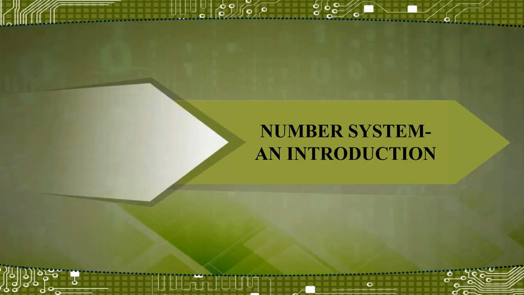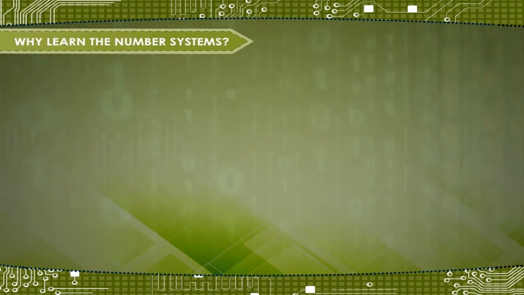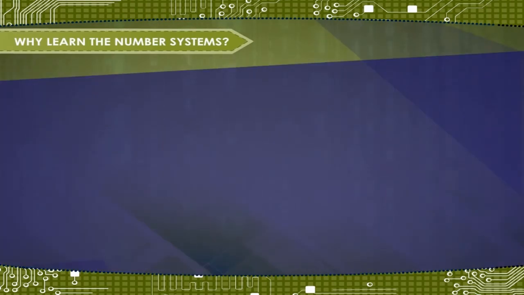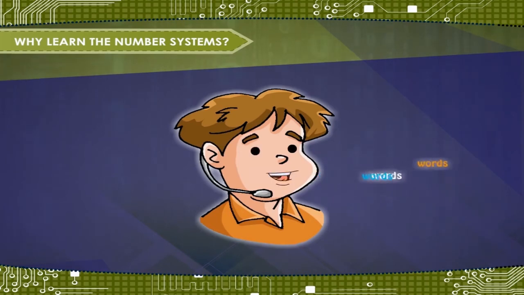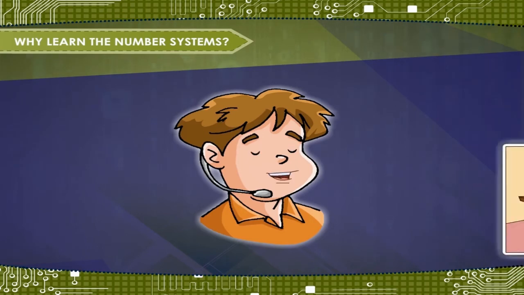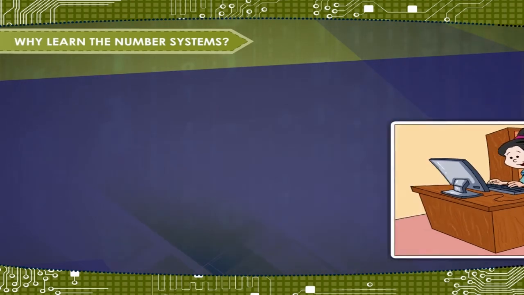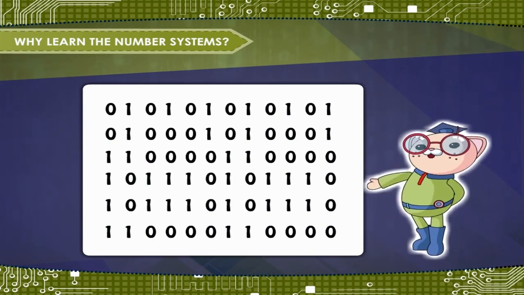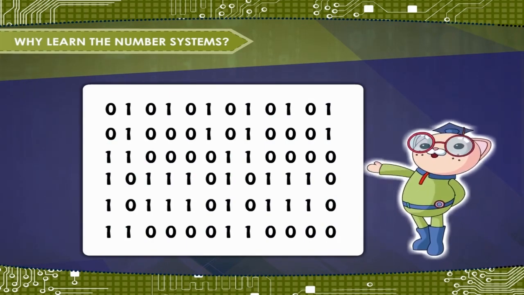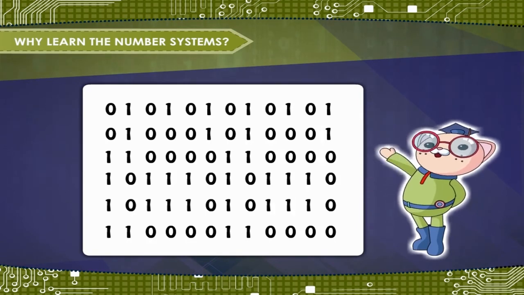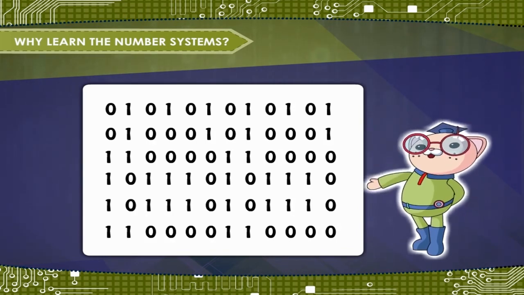Number system and introduction. Why learn the number systems? We humans speak in a particular language. This language is made of words and letters. Although we type words and letters into the computer, it does not understand them. Rather, those words and letters are translated into numbers. A computer can talk and understand in numbers, that too in only two numbers, called binary numbers.